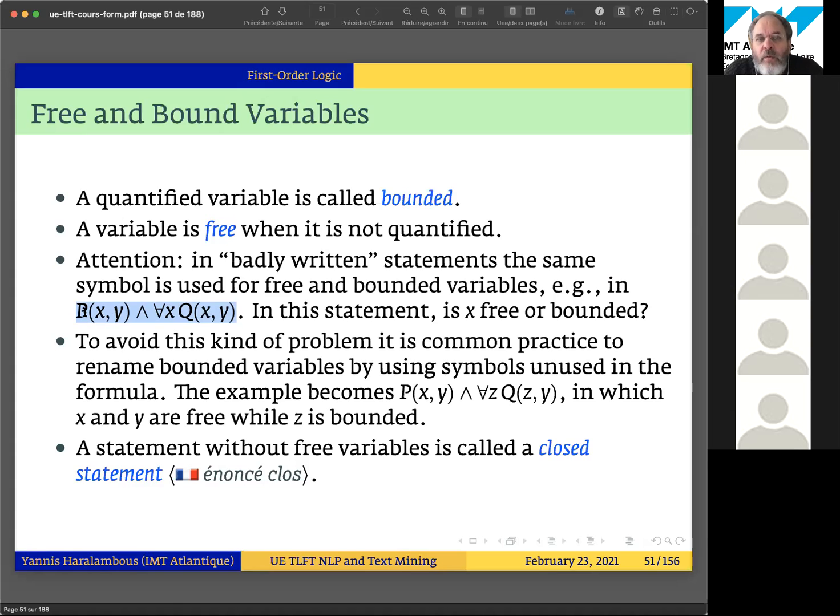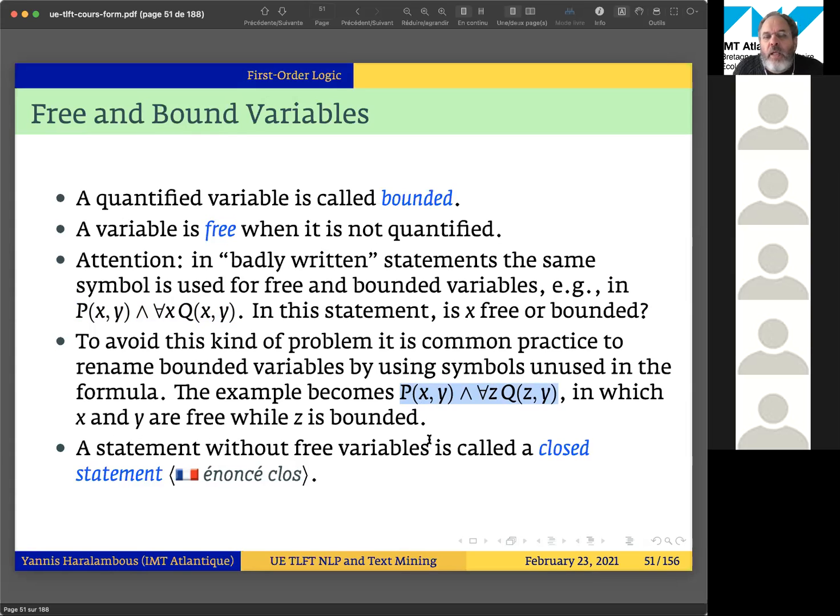Whenever you have bounded variables, you can change their names. It's like having internal variables in a procedure. It doesn't really matter how you call them. And this is something you should do here to obtain this. And here there is no ambiguity. You have only one x and it's free.